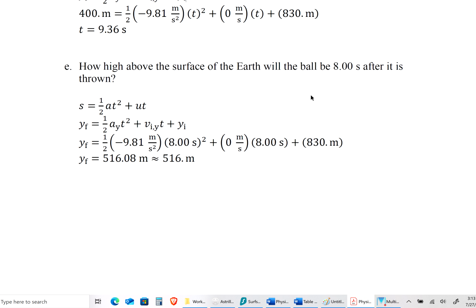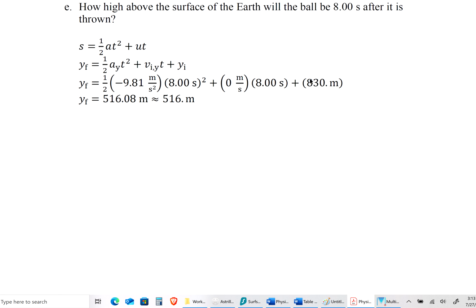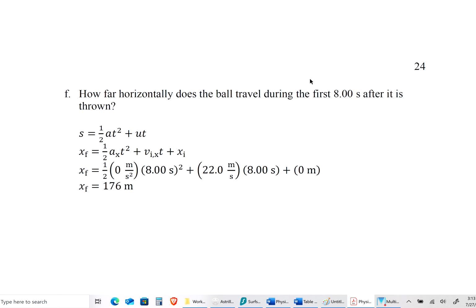Part E, how high above the surface of the earth will the ball be 8 seconds after it is thrown? Those are vertical variables, so use a vertical equation because it says how high, not how far. Part F, how far horizontally does the ball travel during the first 8 seconds after it is thrown? It says far horizontally, so we want horizontal variables and a horizontal equation.